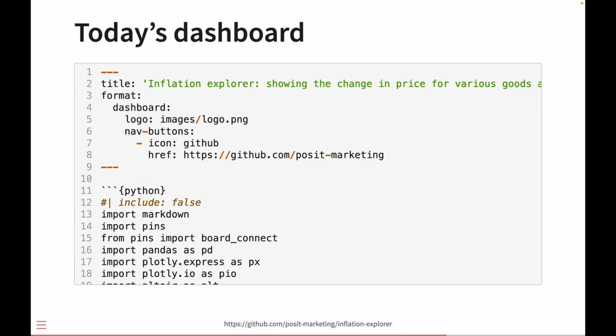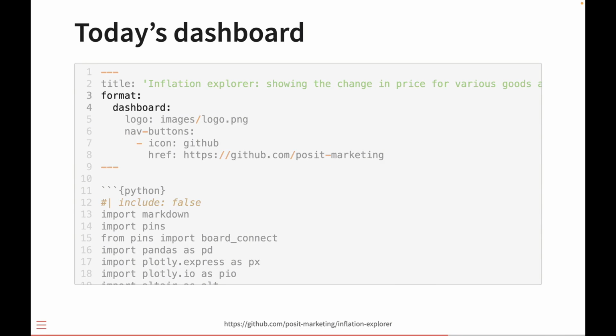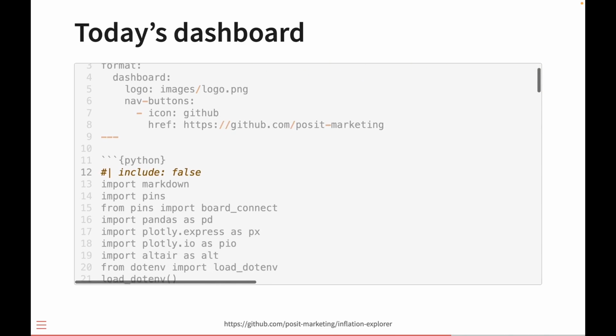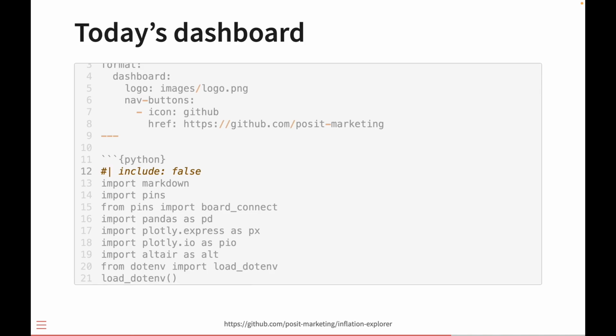Today's dashboard is going to feature several of these components. As mentioned earlier, we need to designate the format as a dashboard. We can add things like navigation buttons. For any code chunk that we don't want to display as a card, we can use Quarto's code chunk options. In this case, include as false.